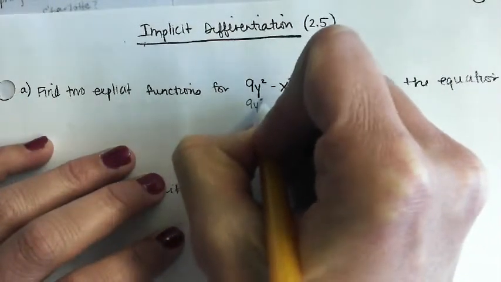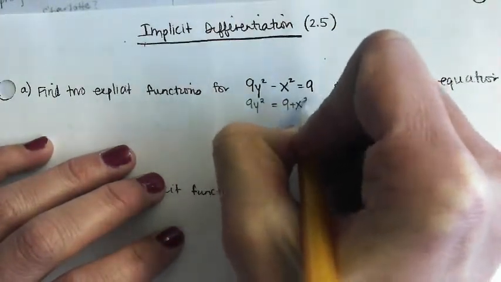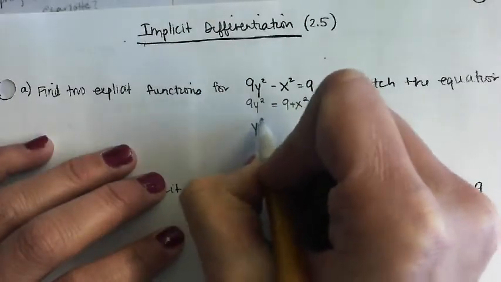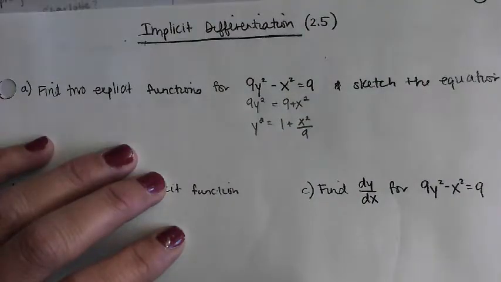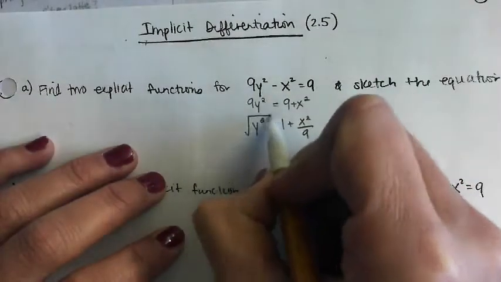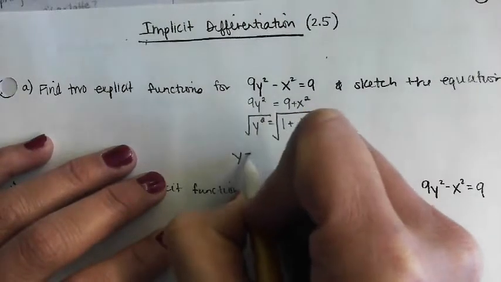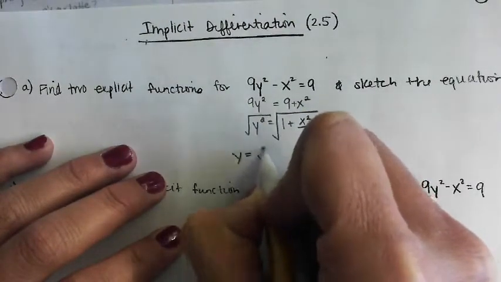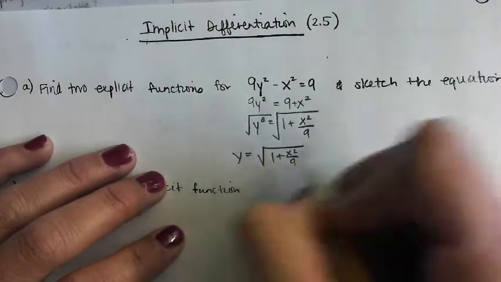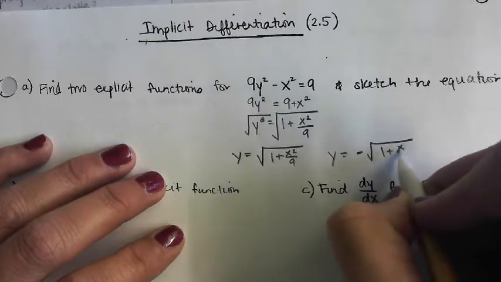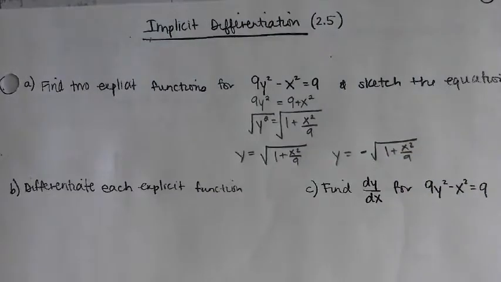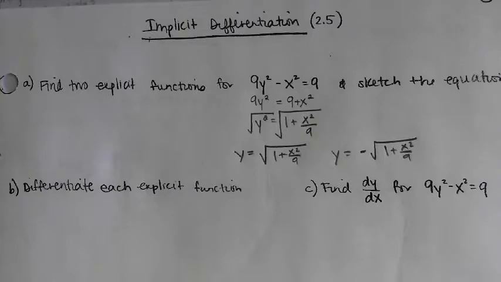So if we add our x squared over, divide by 9, and then square root both sides, we're going to get y equals positive root 1 plus x squared over 9, and also y equals negative square root 1 plus x squared over 9. So as individuals, those each individually are functions. When you plot them together, though, it's not.